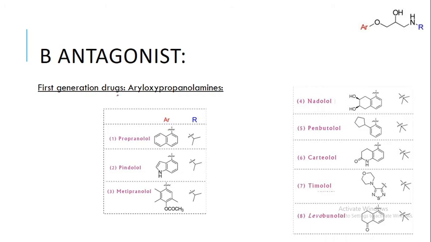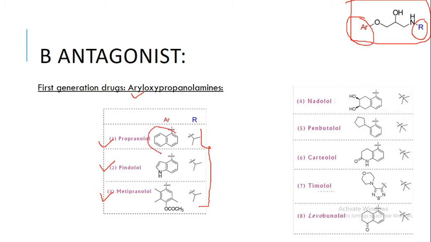Let us discuss the first generation beta receptor antagonists. The aryloxypropanolamine derivatives are basically divided into two parts based on their structures. The first is propranolol, pindolol, and metipranolol. If we look at all these three, this is the basic or general structure where there are two different modifications. One is the aryl ring, and another is an alkyl group. The alkyl group that is common in all these three drugs is an isopropyl group.